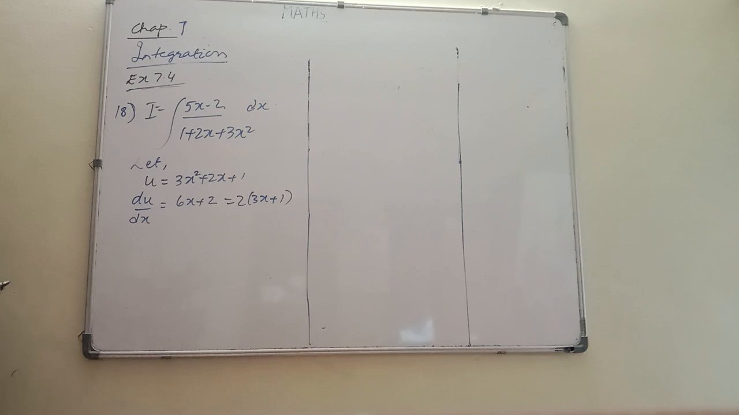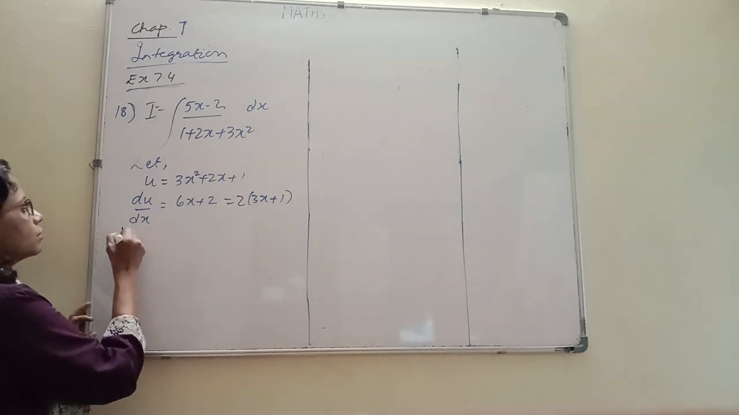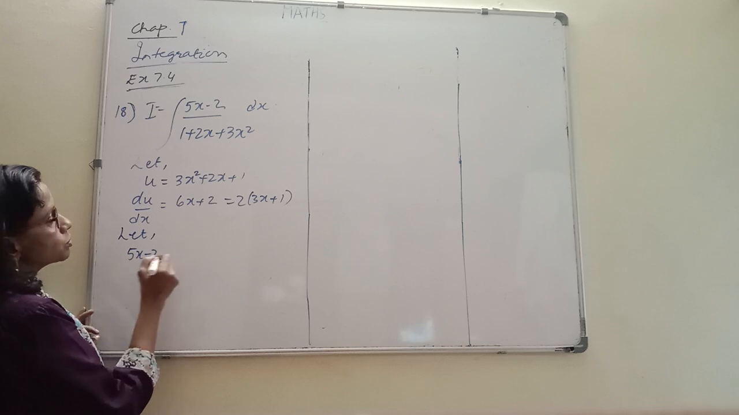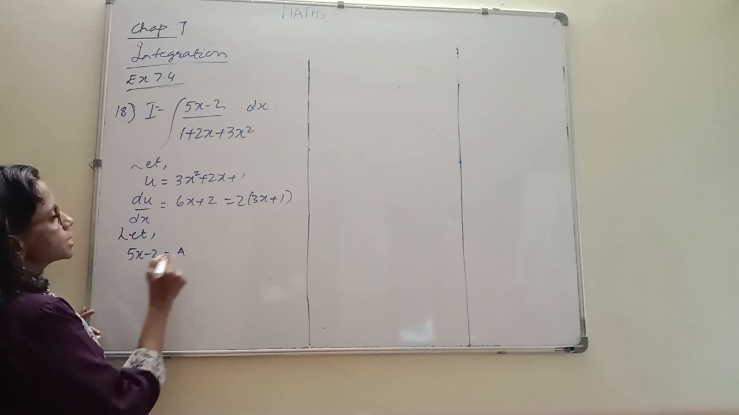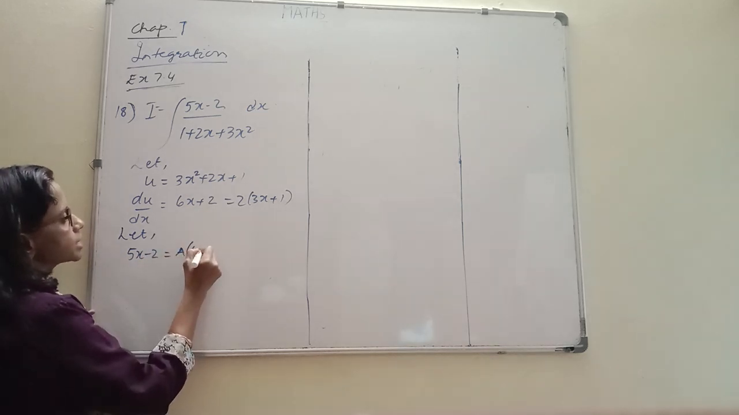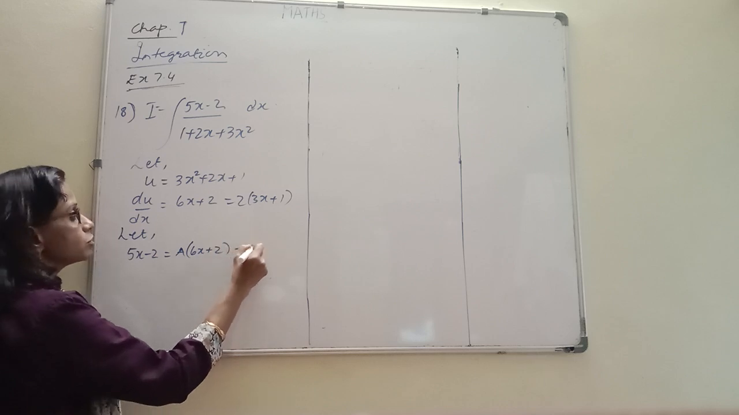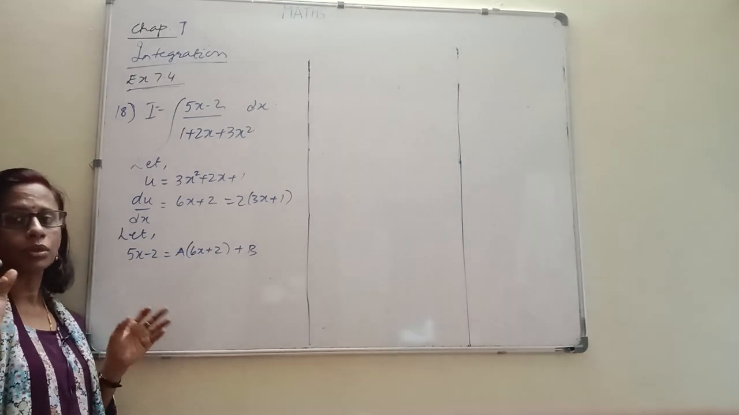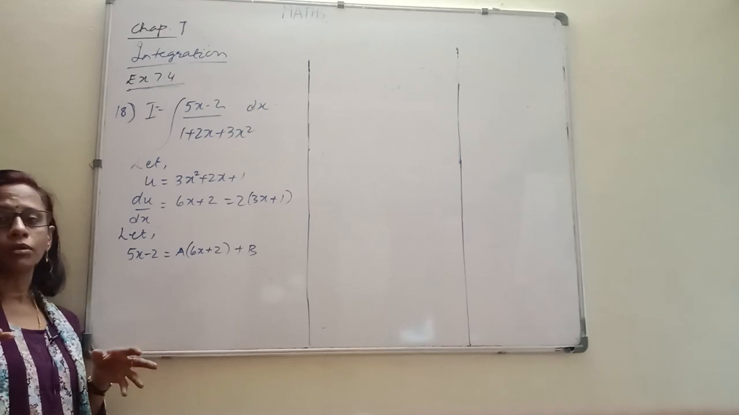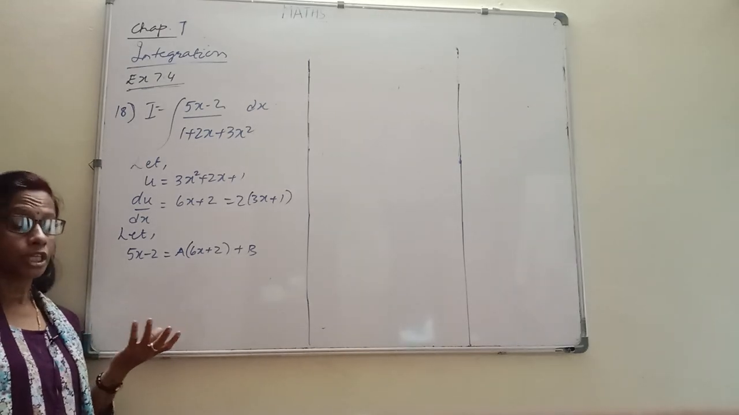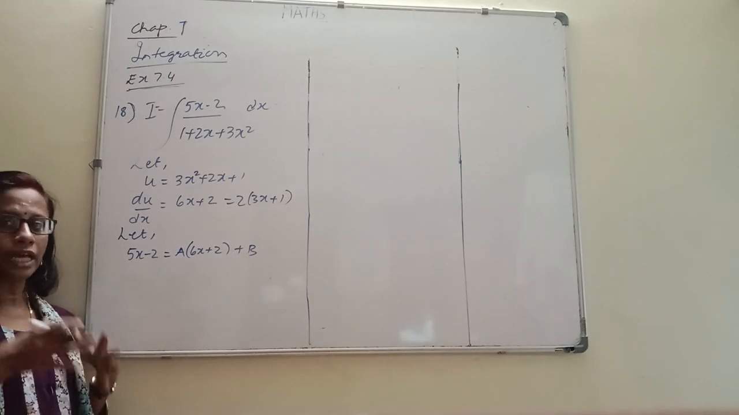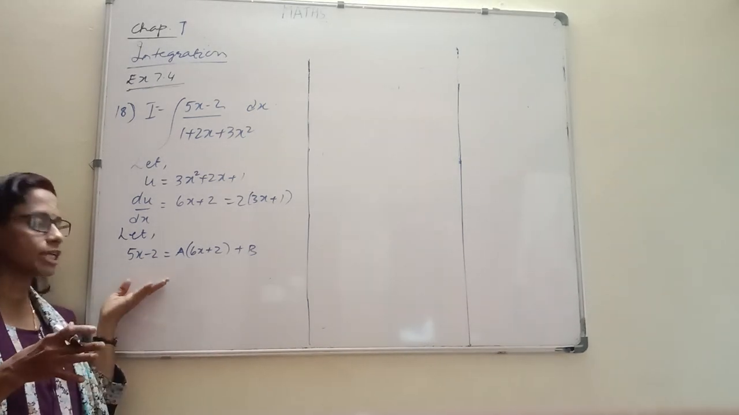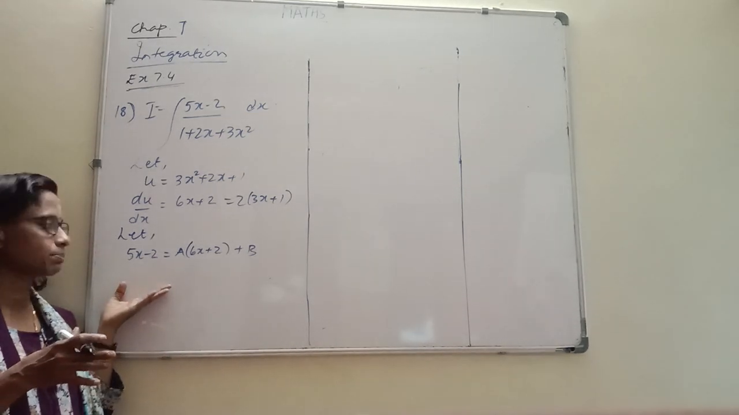So in such cases, we will make a small substitution. Let 5x minus 2 be a times this derivative, that is a(6x plus 2) plus b. We have to get the derivative in the numerator. There is no way out. Otherwise, we cannot work with the linear in the numerator and quadratic in the denominator. So we are trying to get it into that form by equating it this way. Now let's see how this will help us.